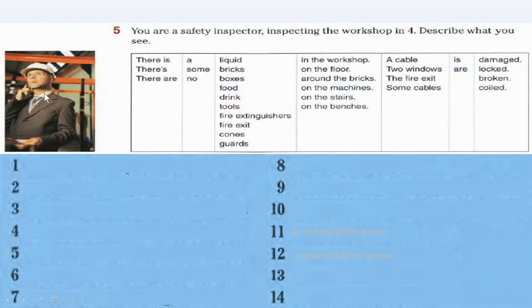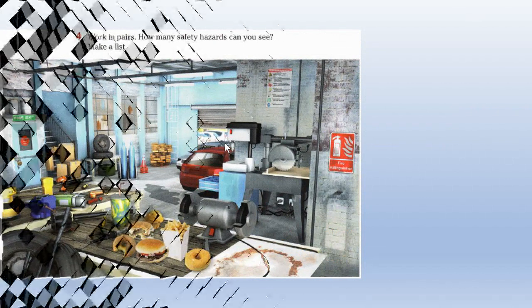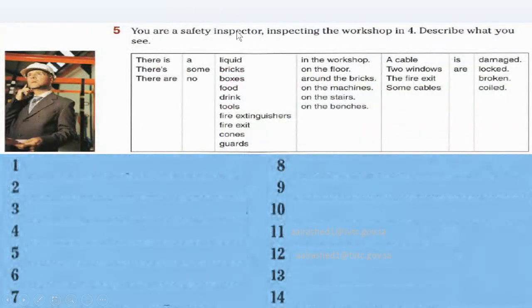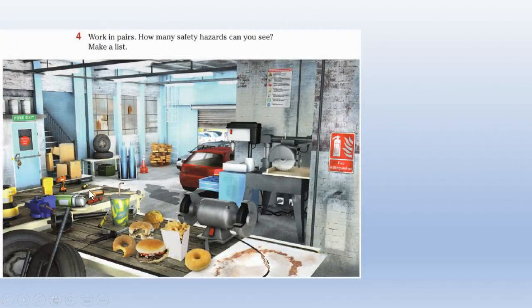Okay, look at five. This is safety inspector. You work in a company, and if you work in a workshop, you are more likely going to see a safety inspector checking the safety hazards in the workplace, to check that workers follow the safety instructions precisely. Safety inspector basically means مفتش سلامة, مفتش أمن. What's the purpose of the safety inspector, as we said before? To check for and prevent or remove any safety hazards that would affect the workers inside the workshop or inside the company.